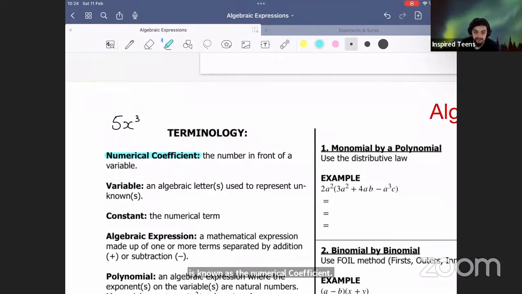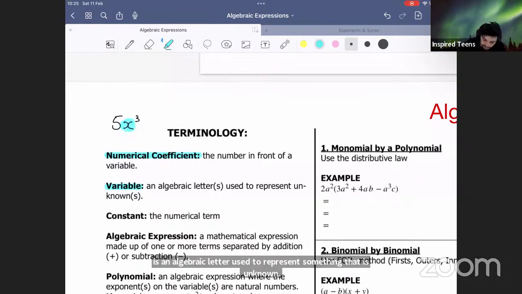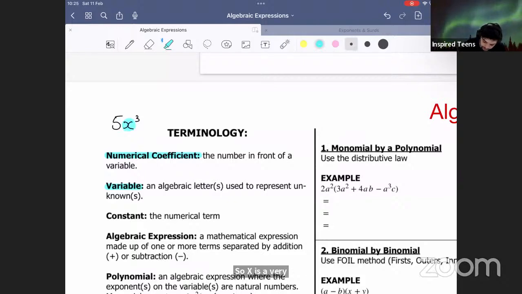How are you going to define something without defining a variable? Let's look at a variable. A variable is an algebraic letter used to represent something that is unknown. So x is a variable. It's a letter. Let's use different colors. So this is our variable. And then the numerical coefficient is something that precedes the variable. It's the number before the unknown variable.